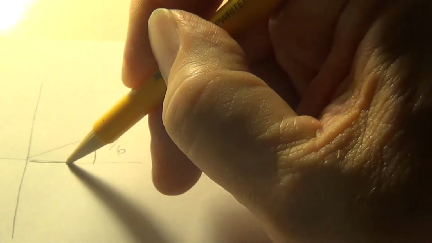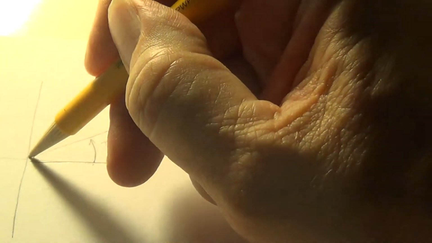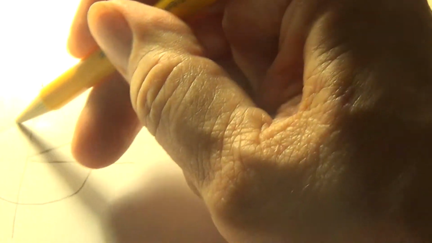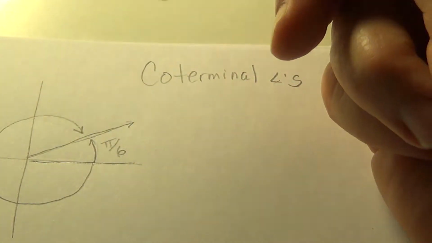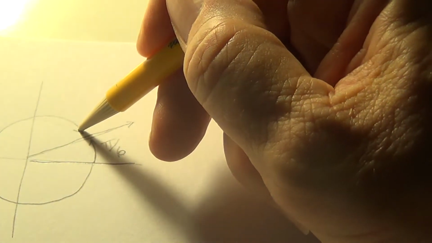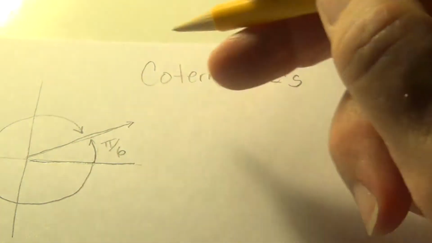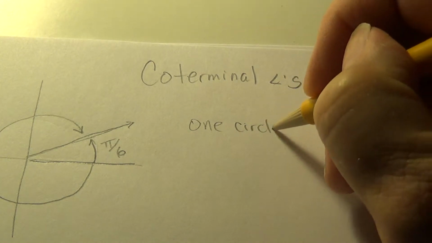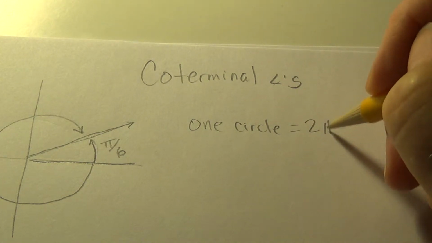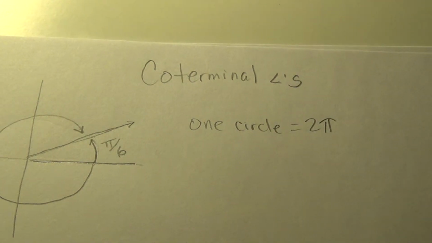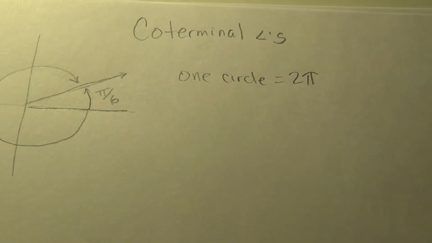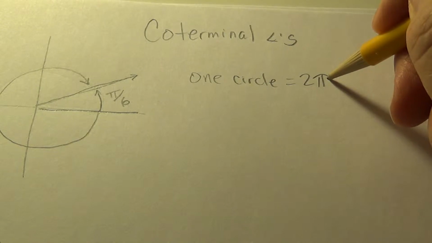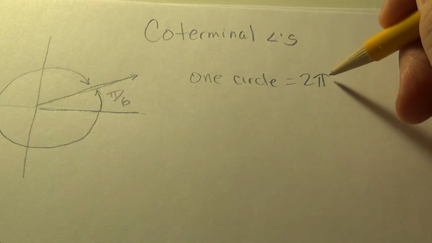Coterminal means it has the same starting point and the same ending point. Well, I can start here and go the other way, and then I find a coterminal angle. But how do I get its measure in radians? Well, once around the circle, one circle is 2 pi radians. I mentioned that when I established my measurements on the circle a minute ago. So that's once around, like 360 degrees, it's 2 pi radians.